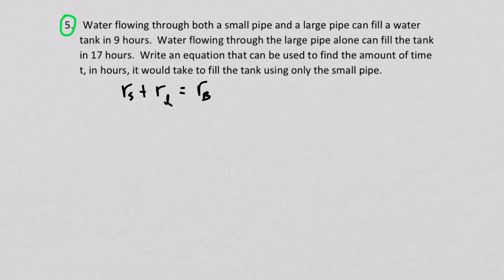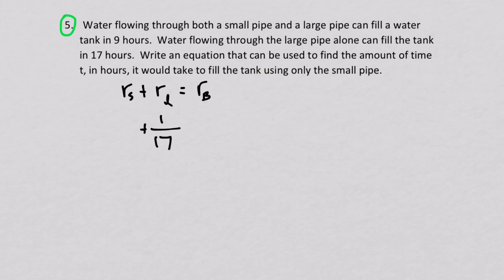So if you just think about the small pipe, what we know is that, we don't know actually. All we know is what it is for both pipes together and what it would be for the large pipe by itself. We don't know about the small pipe by itself. That's actually the question that they're asking us. So let's focus on the large pipe then. The large pipe, it says, can fill the tank in 17 hours. So its rate is 1 tank every 17 hours, or 1/17 of a tank per hour is the way you can think of it as well.